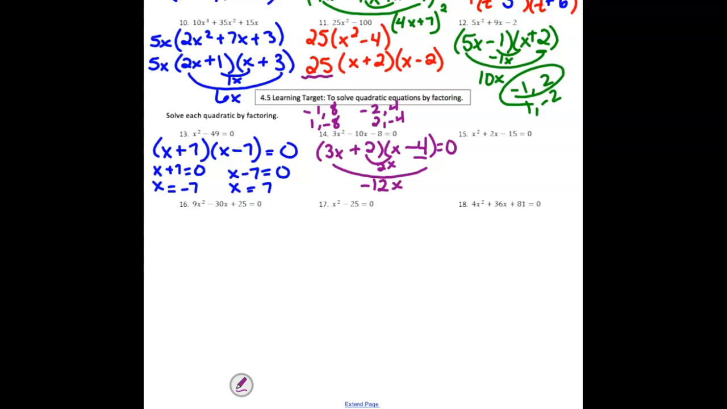Now, it still is equal to 0, so once we know that we have the correct factors, we're going to then set each of those factors equal to 0. So 3x plus 2 could be 0, or x minus 4 could be 0. And then we solve for x. We can subtract 2 and divide by 3. So negative 2/3 is one option. Here we're just going to add the 4 over, so 4 is the second option.